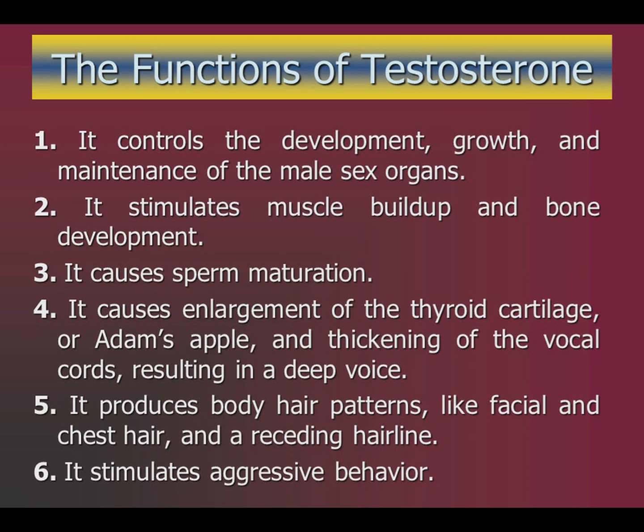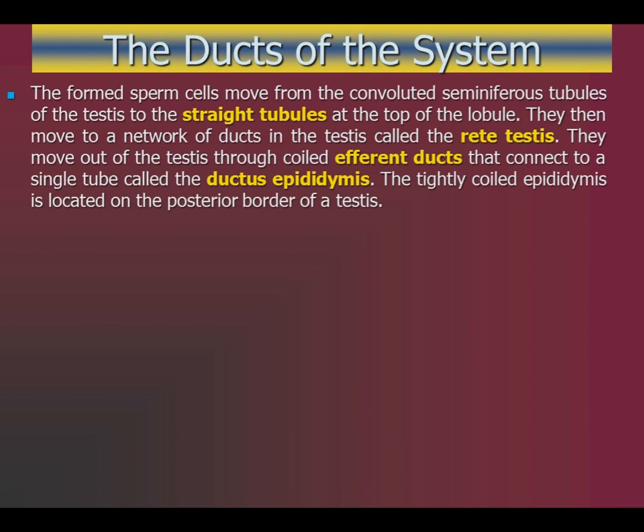The ducts of the system. As the sperm cells are formed, they are moved from the convoluted seminiferous tubules in the testis to the straight tubules at the tip of each lobule. Here the convoluted seminiferous tubules become linear and lose their convolutions. These lead to a network of ducts in the testis called the rete testis. The sperm are now transferred out of the testis through a series of coiled efferent ducts that empty into a single tube known as the ductus epididymis.